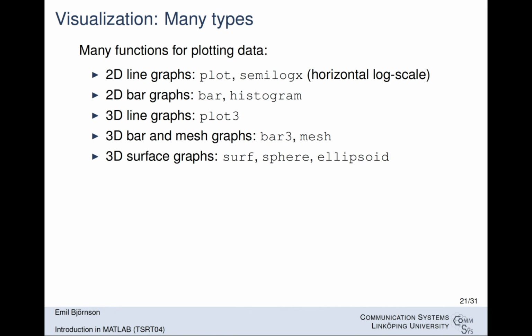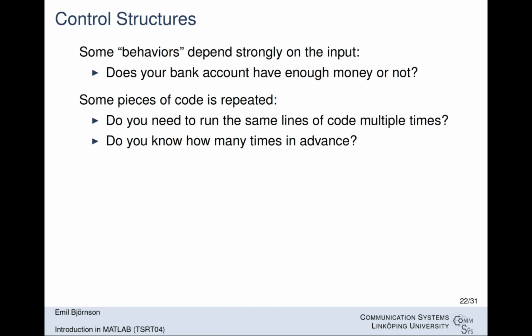And if you would like to have more examples, you write doc and then the name of the function. The final part of this video is about control structures. When you are programming, there are some behaviors that depend strongly on what kind of input you have. For example, does your bank account have enough money or not? Well, that is important to know if you should, from an ATM, give out money or not.